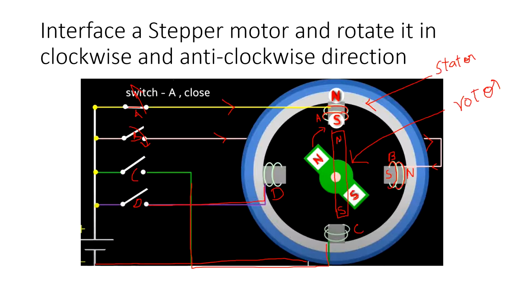Now the rotor, which was in this direction, has its north pole attracted by this south pole. So that's why the rotor will be in this direction. Now this becomes the north pole and this becomes the south pole. Correct? So let us open switch B again.